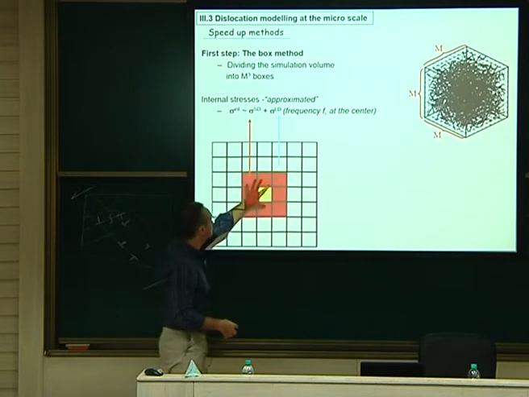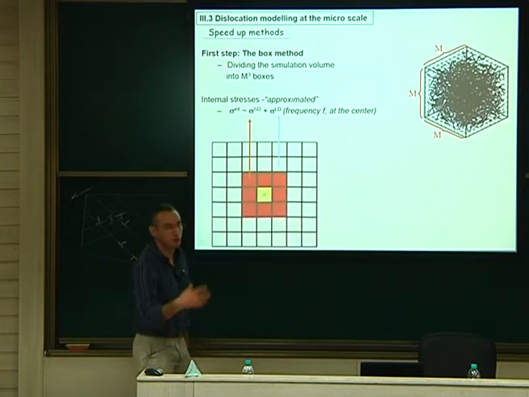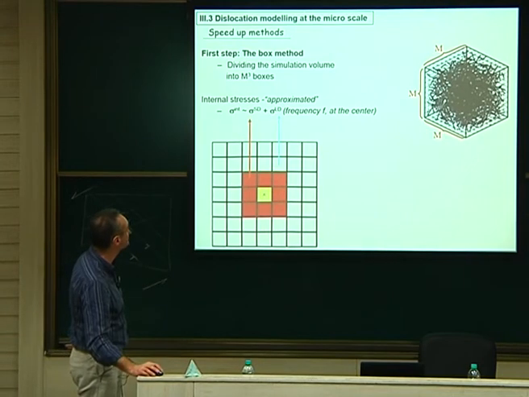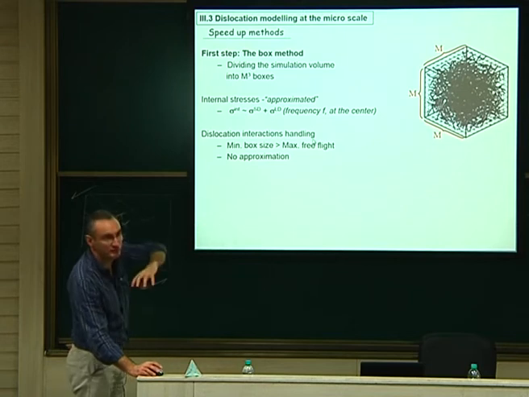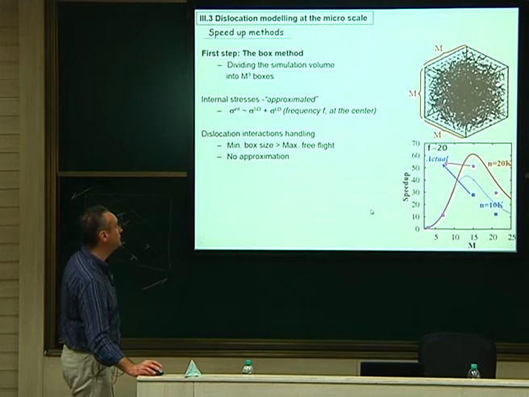So you have short-range and long-range stress. The long-range is updated every 10 or 100 steps, depending on your simulation, and computed only at the center of the box. Of course, you need to define the minimum box size, which depends on the velocity of your dislocations, all these things. Okay? And this is what you have for the speed up.